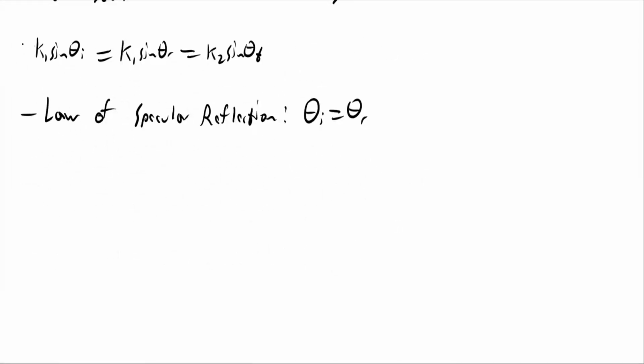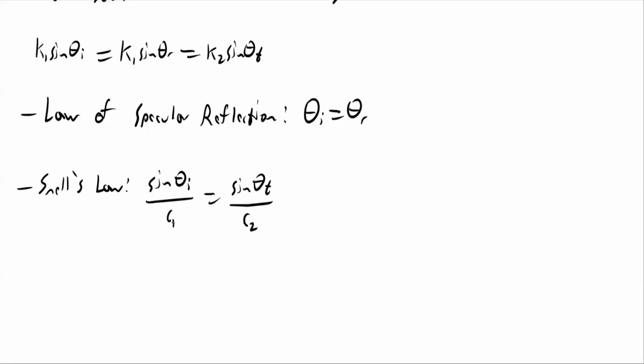The second result this set of equalities gives us is very, very famous. Not that the law of specular reflection isn't famous, but I would argue this result is more famous. It's Snell's law. We see that sine theta I over c1 is equal to sine theta t over c2. Why have I used c1 and c2 instead of k1 and k2? Well, remember that in both mediums, the angular frequency is the same. So the angular frequency would cancel on both sides, and you're left with this result.